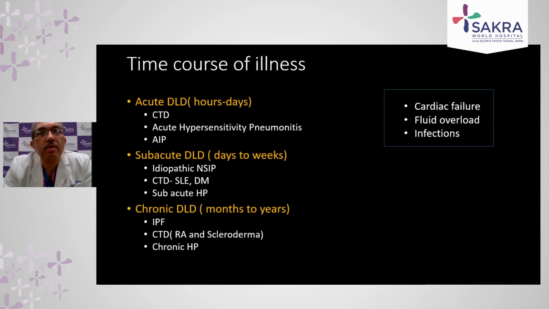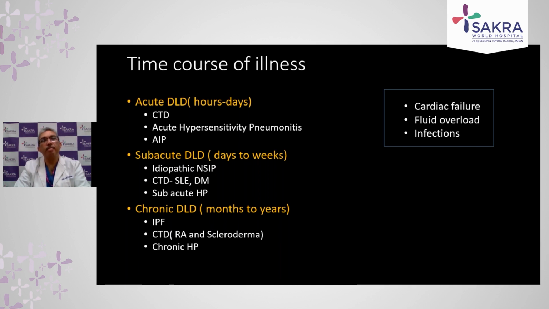Very important to identify what is the time course of the illness, whether the illness has set in a few hours or days, in which case you're dealing with the acute DLD. Acute DLDs can be caused by a variety of conditions, but to name a few, it could be related to connective tissue diseases. For example, systemic lupus erythematosus or polymyositis dermatomyositis. It could be acute hypersensitivity pneumonitis, a large amount of exposure in a farming activity to thermophilic actinomycetes, or a large amount of exposure to bird droppings can cause acute hypersensitivity pneumonitis.